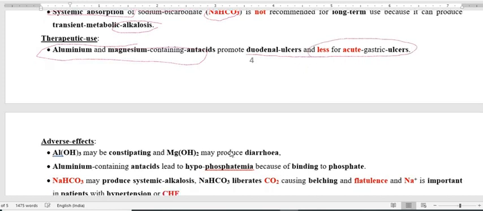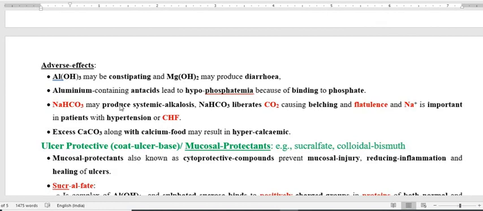So this is very, very important. Regarding the adverse effects of the chemicals, as we said, when we use aluminum hydroxide alone, it produces constipation, and when we use magnesium hydroxide alone, it produces diarrhea. Therefore, we use them together to nullify this side effect.